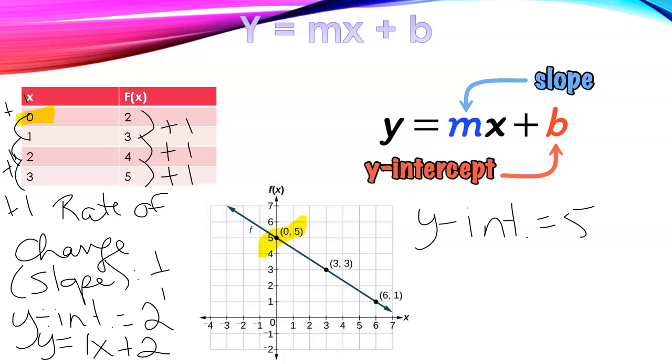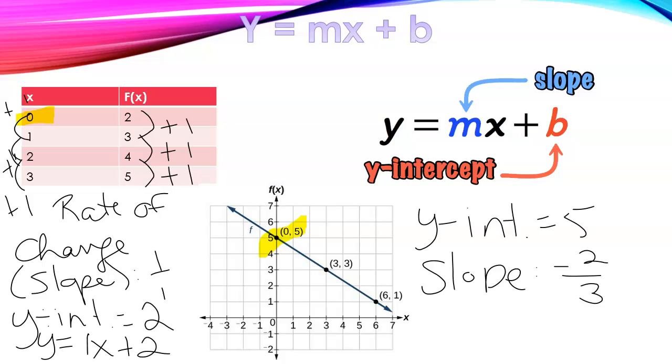So you can count how many y values you went up or down, and then how many x values you went over. So from here, I'm starting here. I can see my graph is going down, so my slope is going to be negative. So I go down 1, 2, and to the right 1, 2, 3. So my slope is negative 2 over 3. I went down 2 units, to the right 3 units.